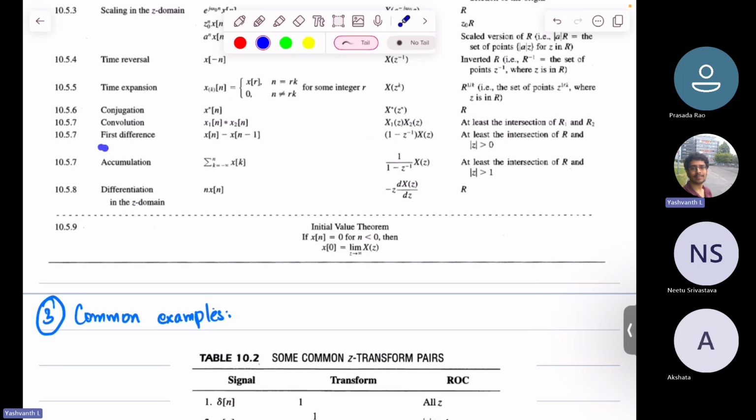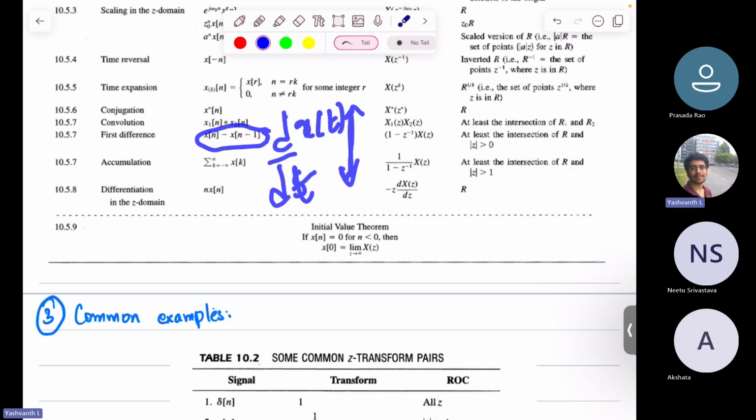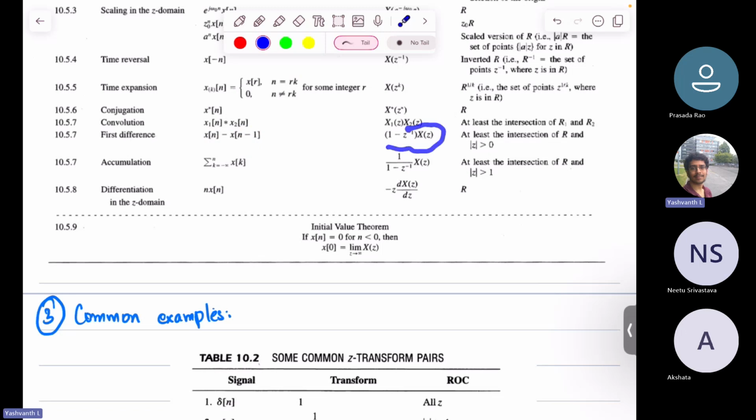Next, the first difference, x of n minus x of n minus 1. So this is very similar to your differentiation in Laplace, dx of t by dt. Okay, in the discrete time domain you don't have the notion of differentiation. That's why you have the notion of something called difference, not differentiation. So this is called a difference, and the corresponding z transform is 1 minus z inverse times x of z.